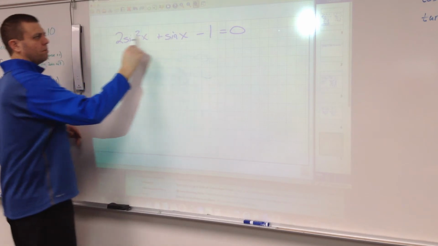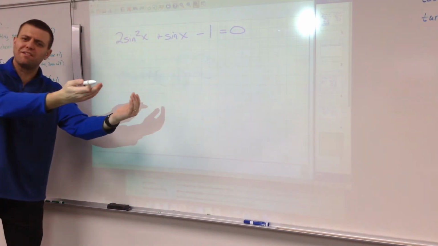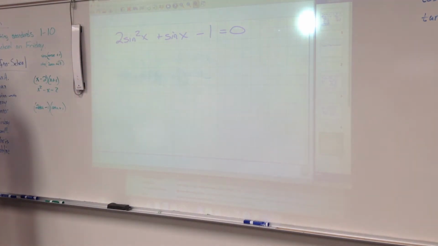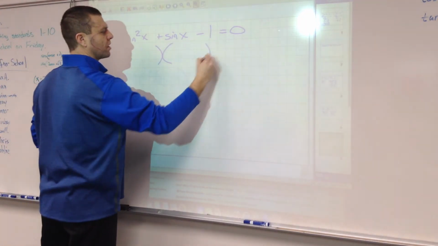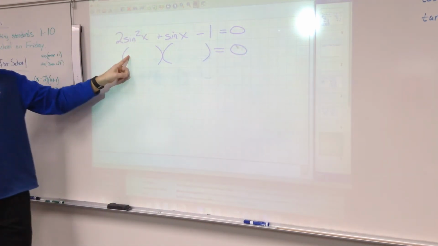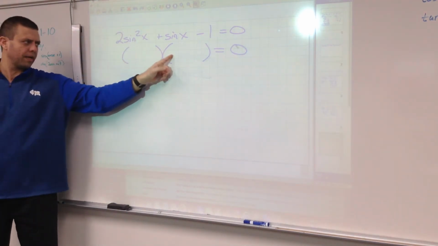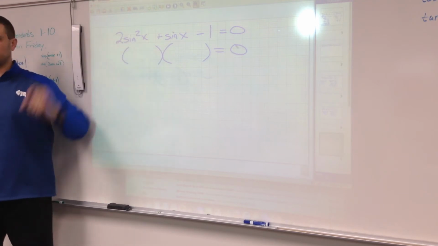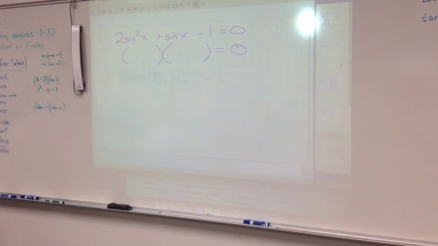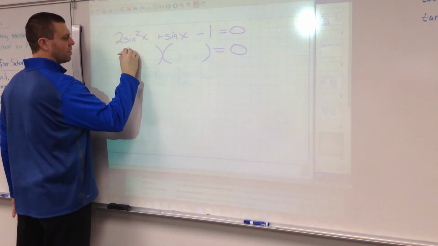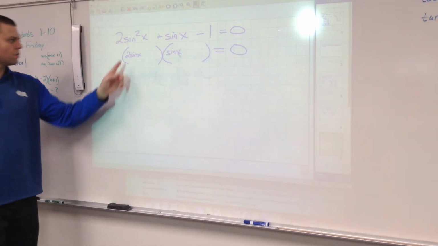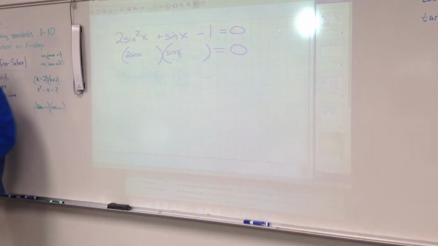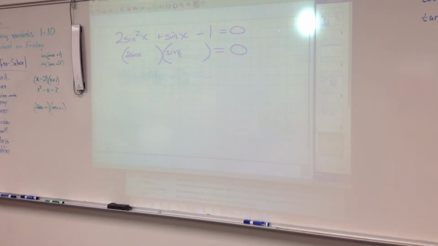So I see 3 terms. Is there anything all 3 terms have in common that I can pull out? No. There is no greatest common factor, so I'm going to go straight to this. What do this term and this term have to multiply to make? 2 sine squared x. What's the only way that's possible? 1 sine x and 2 sine x. One of them's going to be just regular sine x, and the other one's going to be 2 sine x. So 2 sine x times 1 sine x is going to equal your 2 sine squared x.